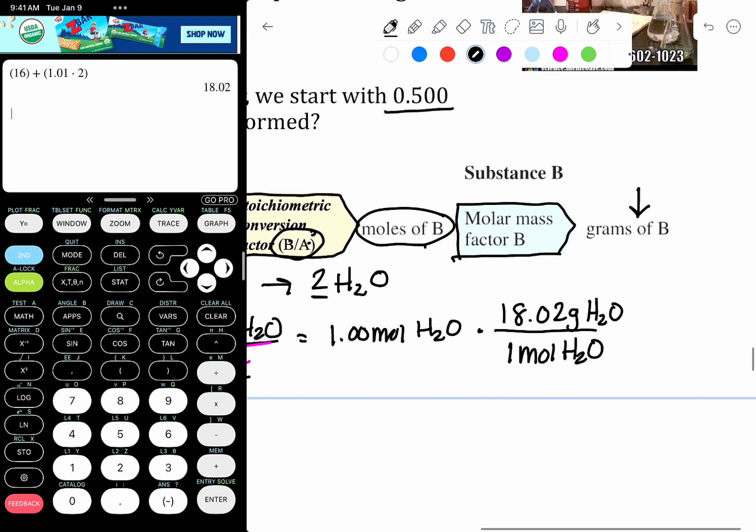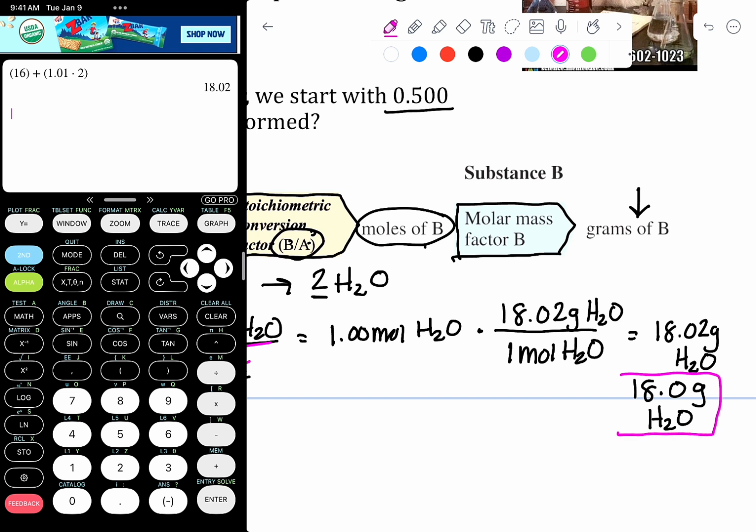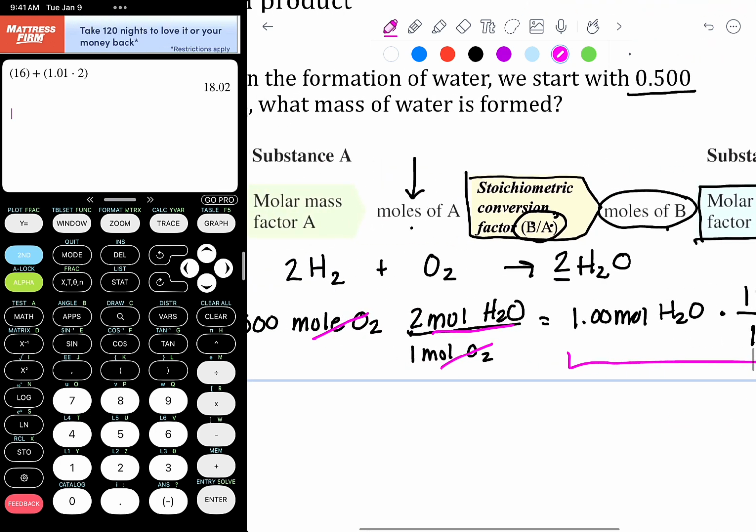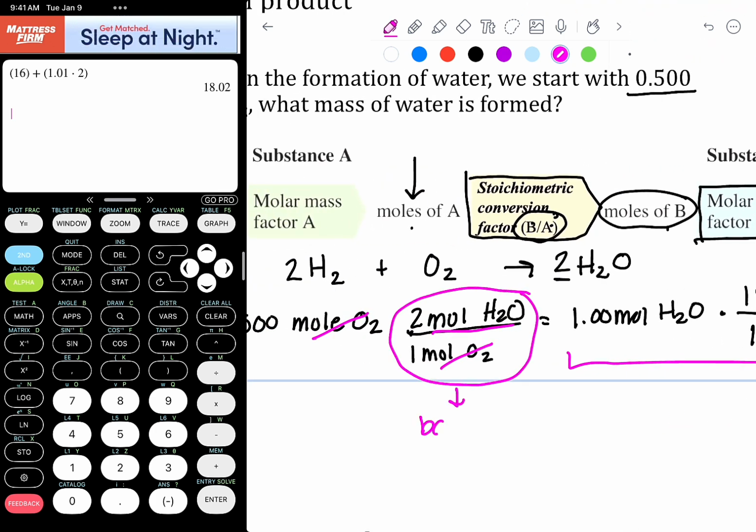Okay, so I'm taking 1 times 18.02, so that gives me 18.02 grams of H2O. Let's get sig figs in there. That gives me 18.0 grams of H2O. And that's my final answer. So we've done this in the past. We've covered that. Our new step was just our mole-to-mole ratio, which comes from our balanced equation.